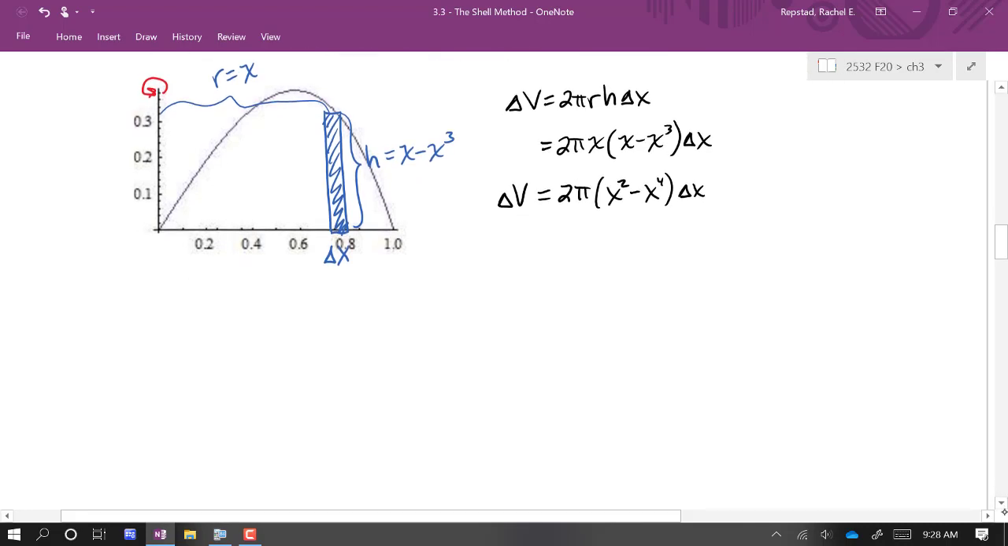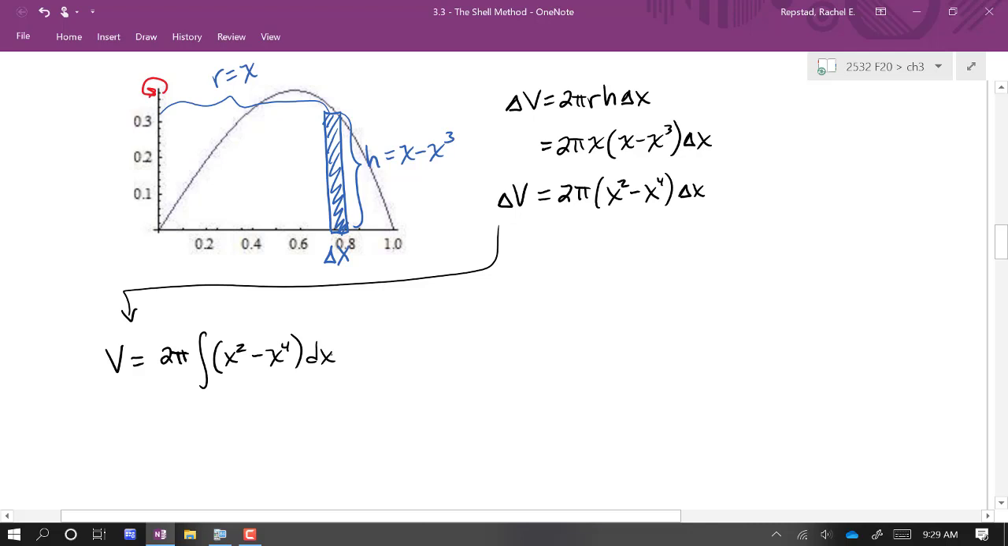So the volume is 2 pi, of course I'm going to yank that constant factor outside of the integral, times the integral of x squared minus x to the fourth dx, and the only thing we're missing are the limits. The limits of the integral come from the limits or boundaries of the original region. Before we revolve anything about any axis, the actual region is this right here, that I'm outlining in red.